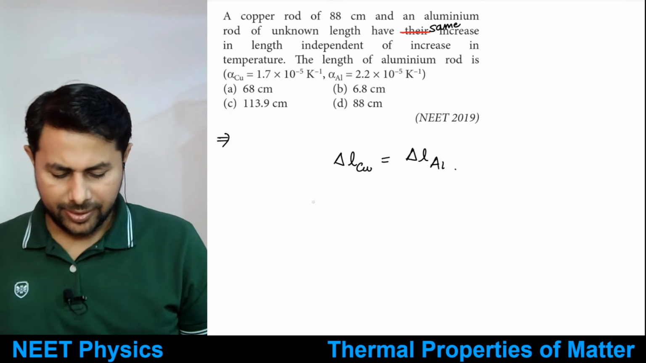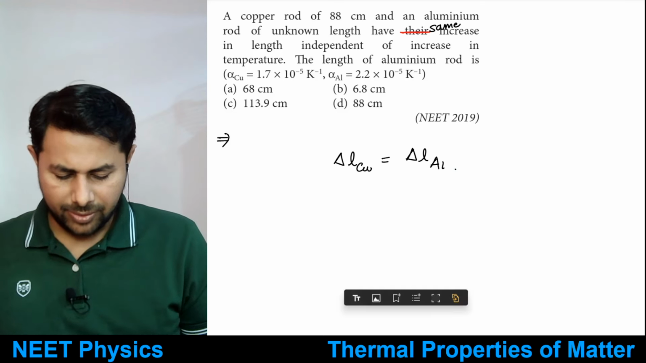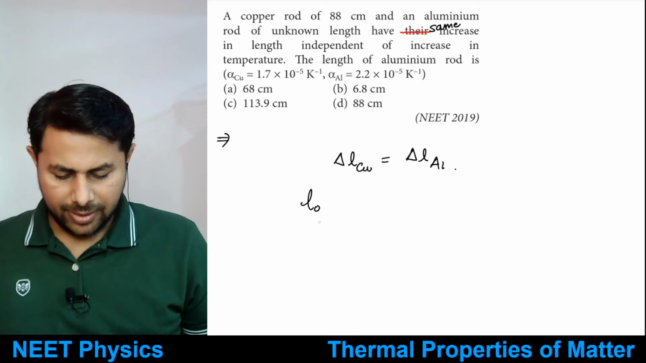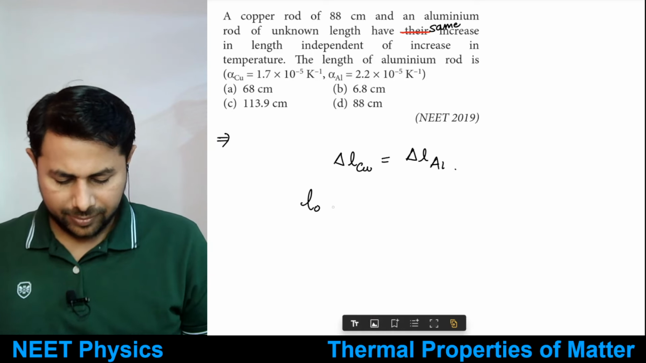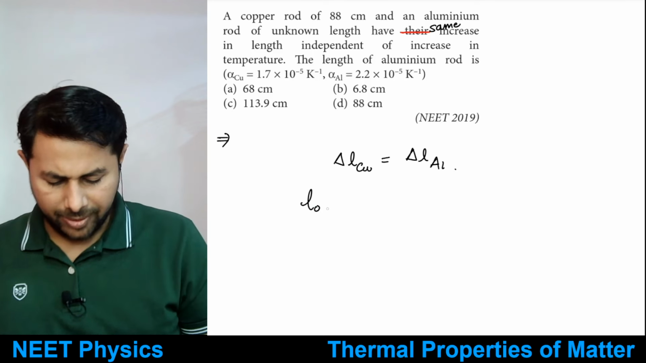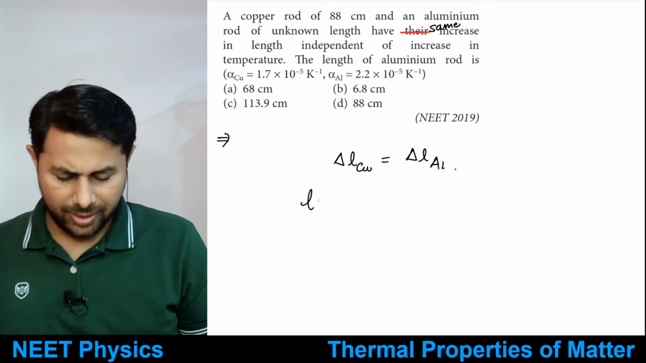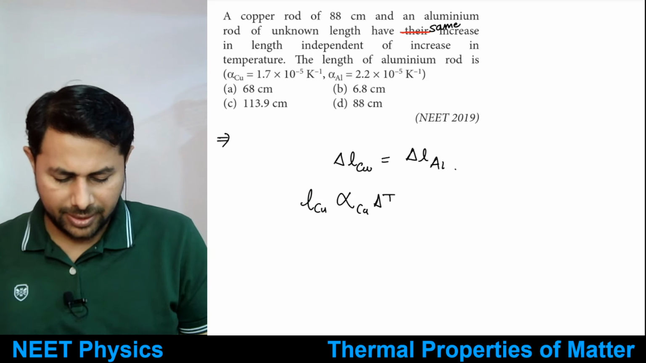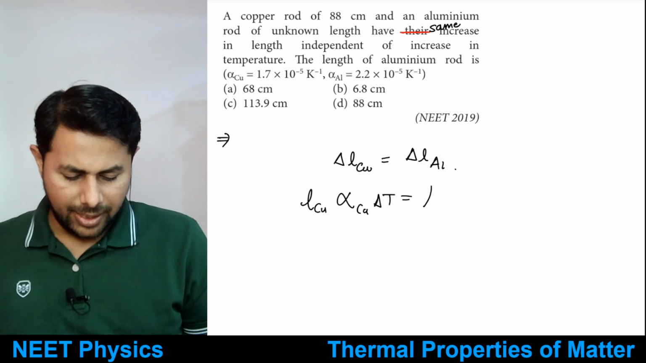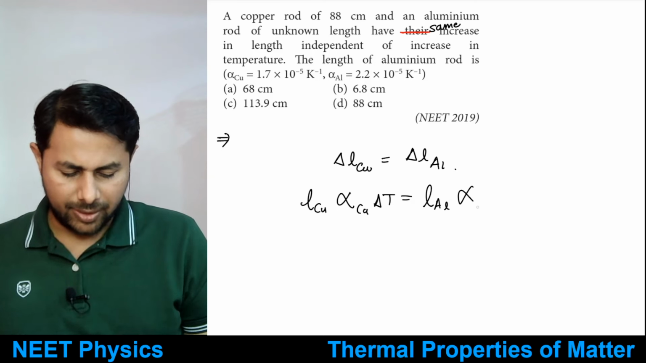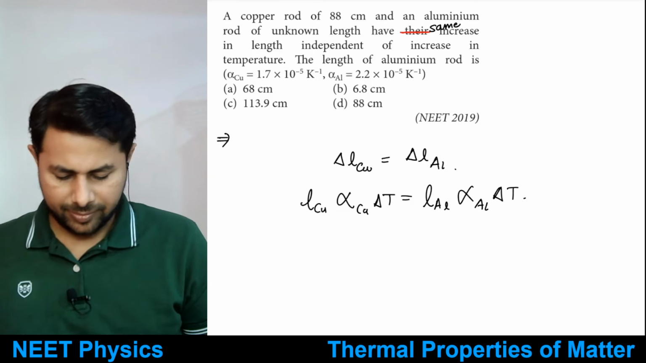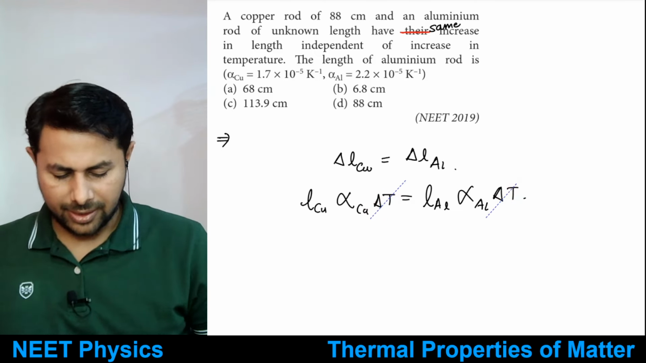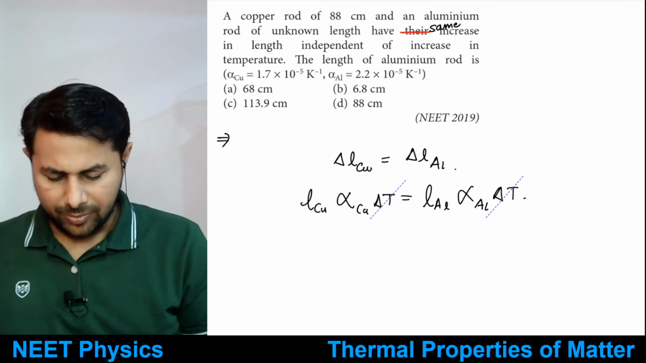So we know that delta L is equal to L naught times alpha delta T, right? So L for copper times alpha of copper delta T should be equal to L for aluminum times alpha of aluminum times delta T. So delta T gets cancelled out. And then what is given?